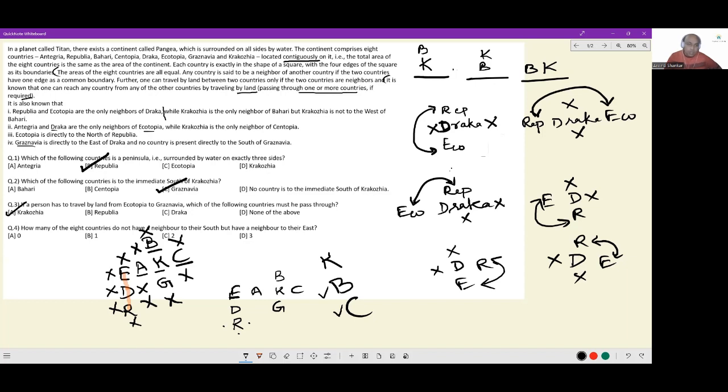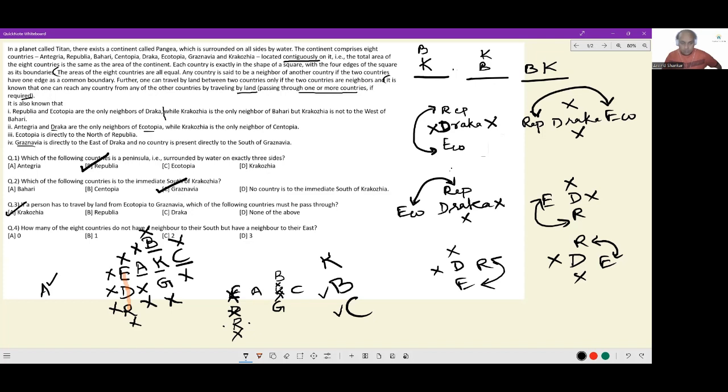Next, how many of the 8 countries do not have a neighbor to their south but have a neighbor to their east? A country that has a neighbor to the south will not be counted. Does not have a neighbor to the south but has a neighbor to the east: so A will be counted. Antegeria has to be counted. Then a country with a neighbor to the south should not be counted.